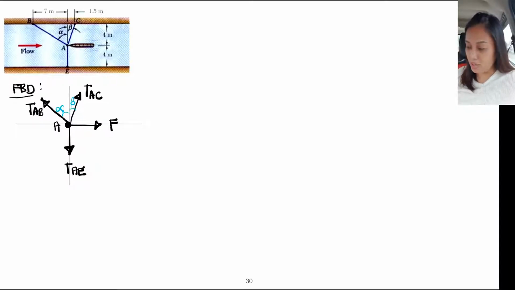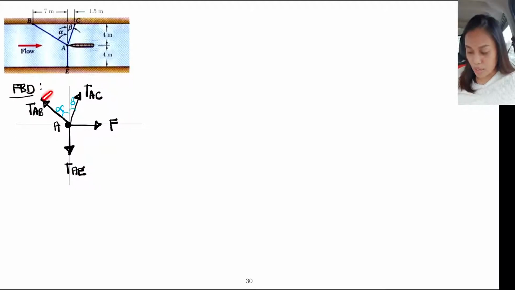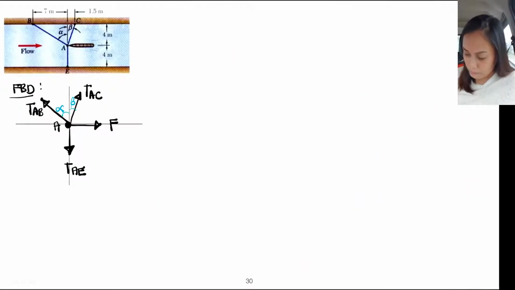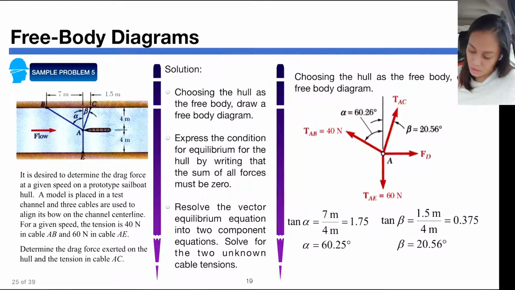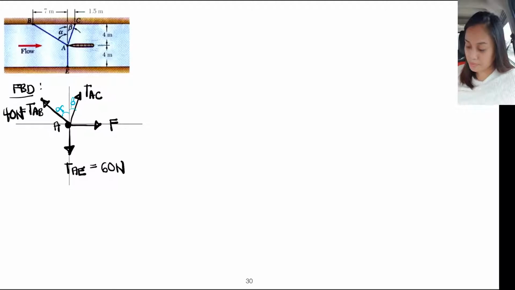Okay, so when we check this free body diagram, we have unknown forces and known forces. We still need to put the values of the two known forces. It should be complete. TAE, from the given, is 60 newtons, and TAB is 40 newtons. So 60 newtons, TAB 40 newtons. Okay, now the free body diagram is complete.